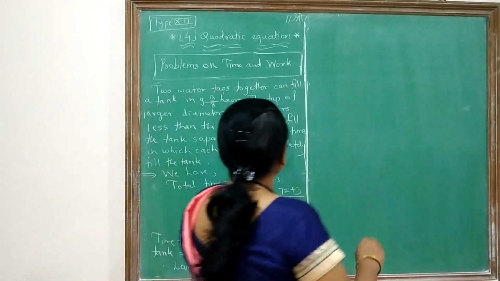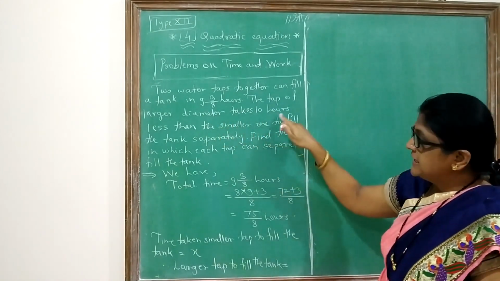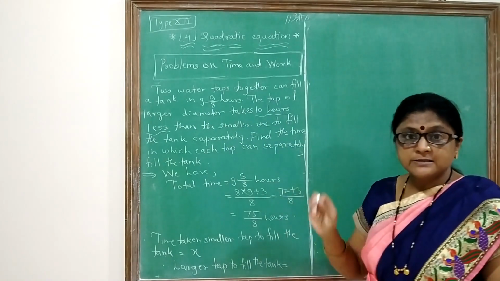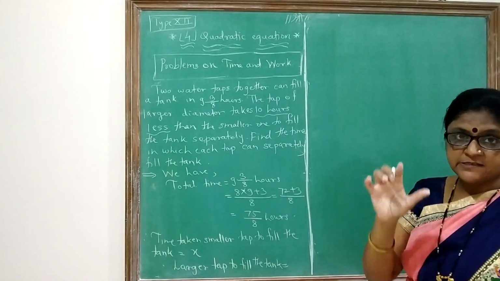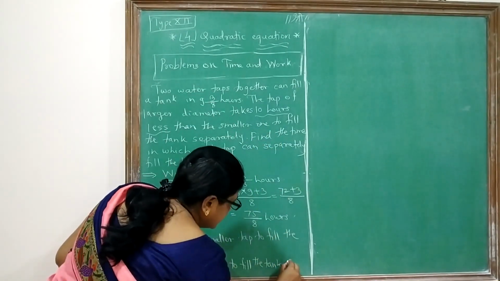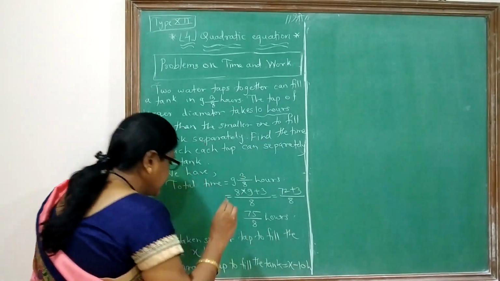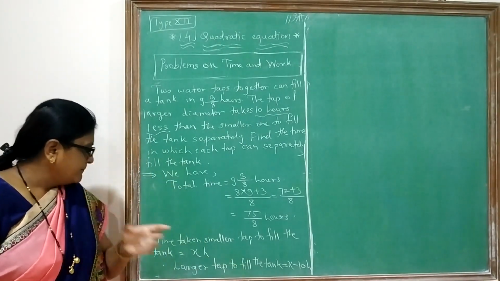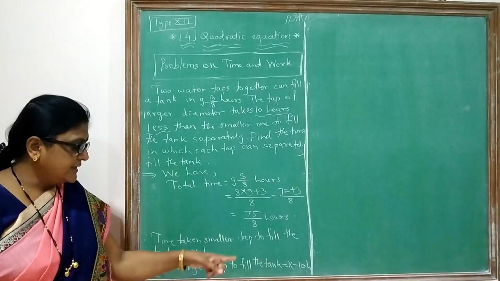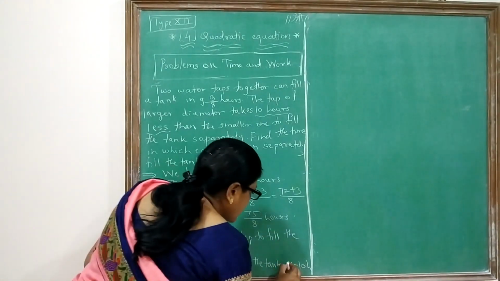You will read the sentence. The tap of larger diameter takes 10 hours less. How many hours less? 10 hours less. Less means x minus 10. Here x hours means the smaller tap to fill the tank is x hours and the larger tap to fill the tank is x minus 10 hours.